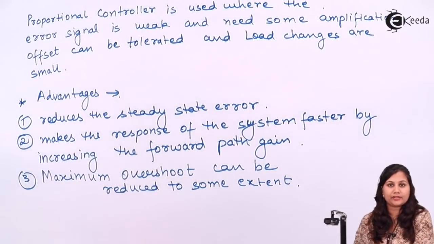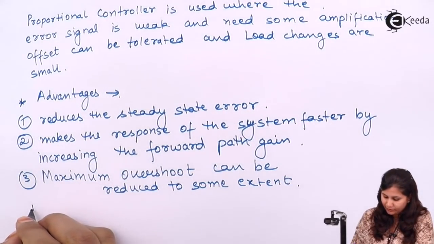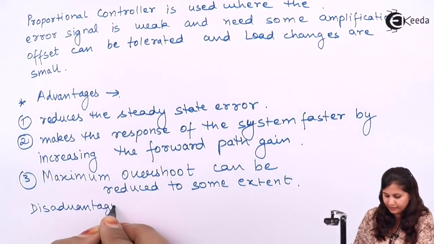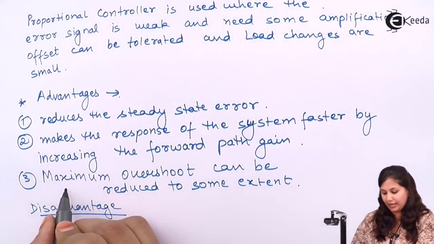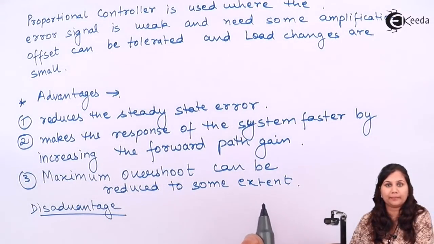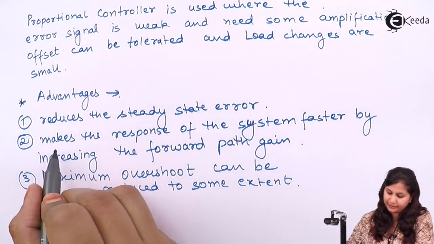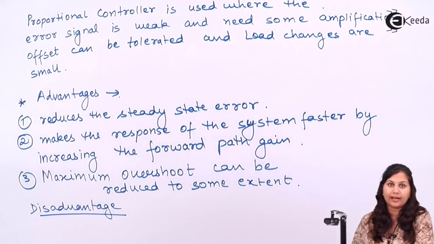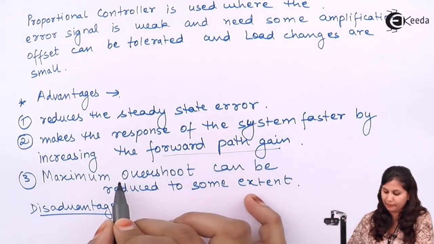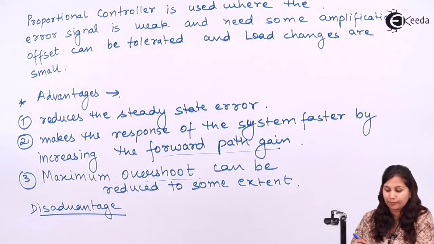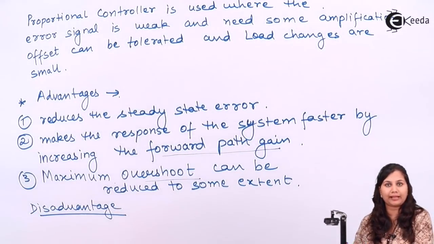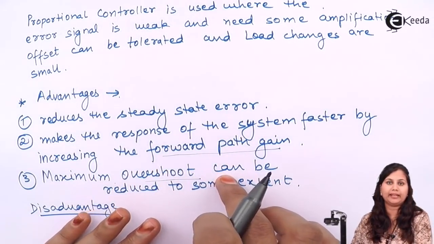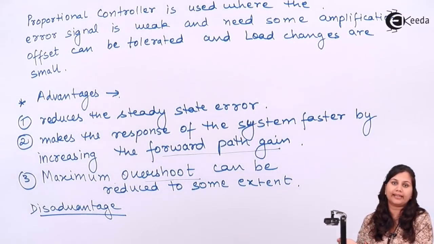So these are the advantages of the proportional controller. Now the disadvantage of the proportional controller is that maximum overshoot is increased. Here I have written that maximum overshoot can be reduced to some extent, and that it makes the response of the system faster by increasing the forward path gain. Now if we increase the forward path gain, the maximum overshoot is further increased. So it is decreasing the maximum overshoot, but at the same time, due to the increase in the forward path gain, the maximum overshoot is again increased.